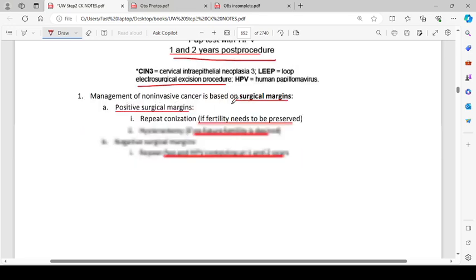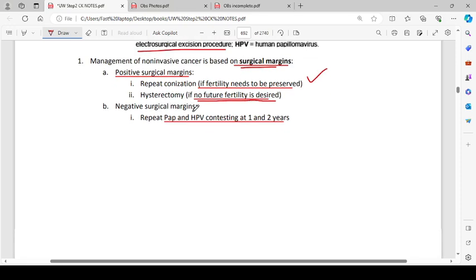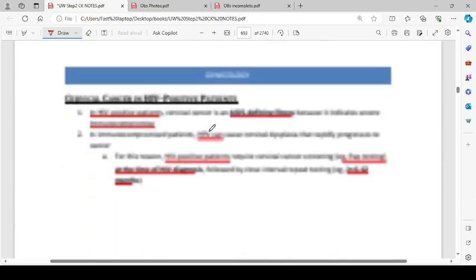Management of non-invasive cancer is based on surgical margins. Positive surgical margins, so repeat conization if fertility needs to be preserved. Hysterectomy if no future fertility is desired. Negative surgical margins, repeat Pap and HPV testing, HPV co-testing at 1 and 2 years.